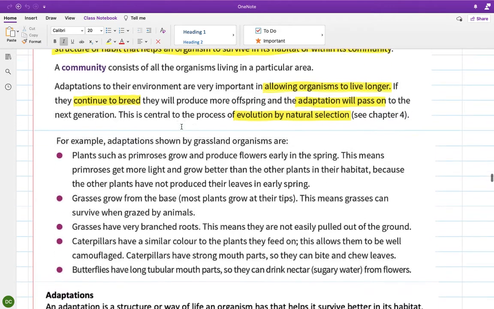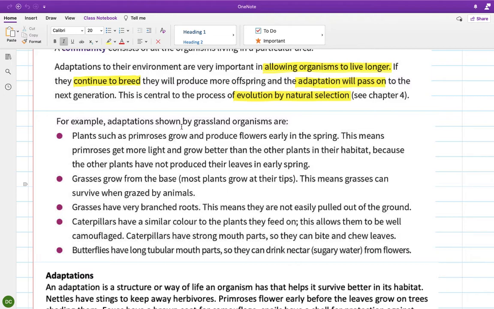Okay, so there's a load of examples there. I'm not going to read through all of them. The primrose is one you might have heard of before. So it's an adaptation of primroses that they produce their flowers really early in spring. So plants, one of the things they compete for is light. And obviously a primrose would struggle to compete for light against an oak tree, for example, the primrose is going to lose that all day long. So they produce their flowers much earlier than a lot of the other plants, and that is an adaptation so that they can live longer.